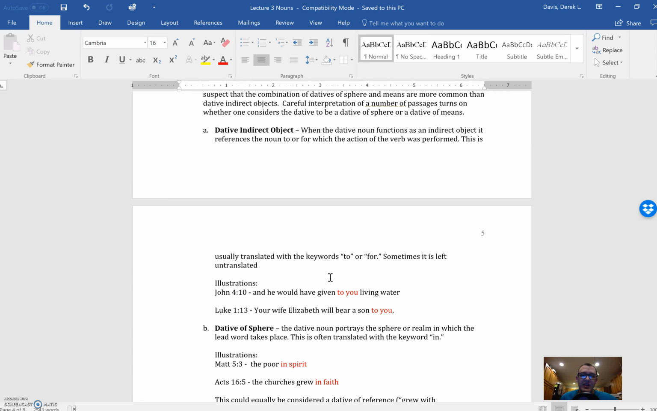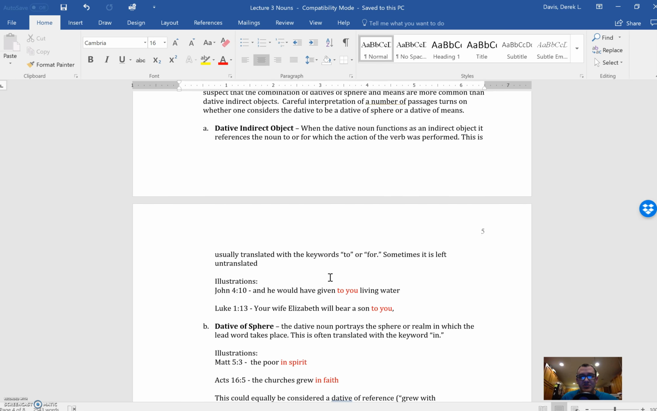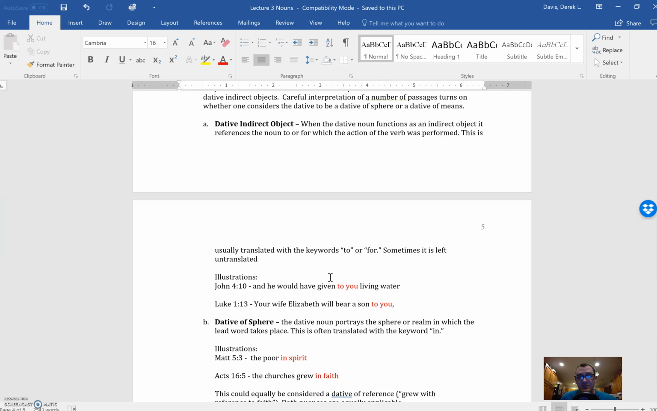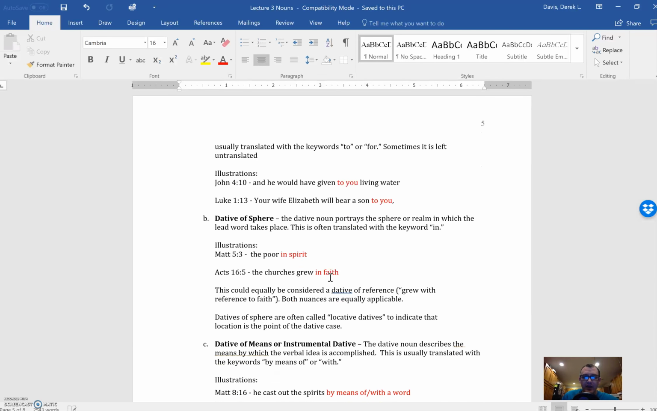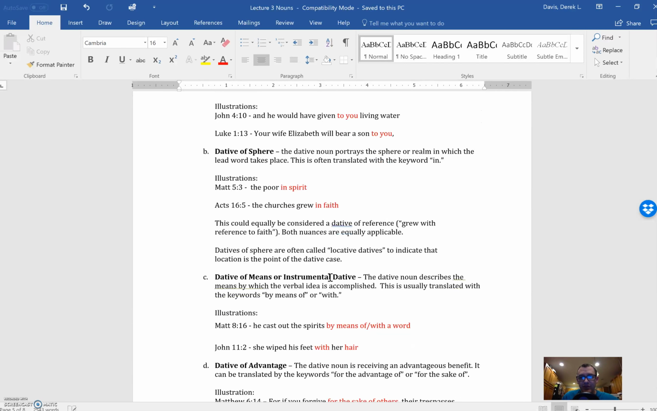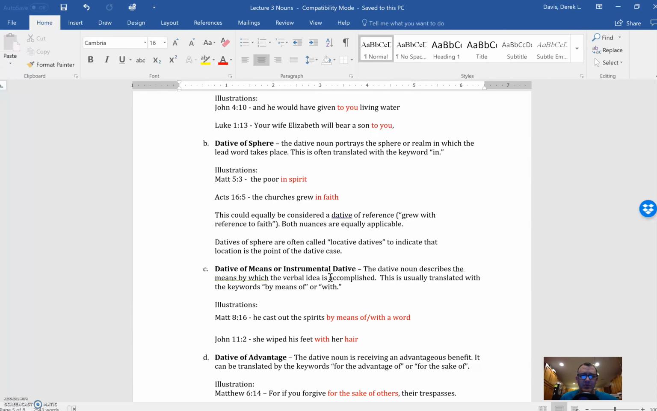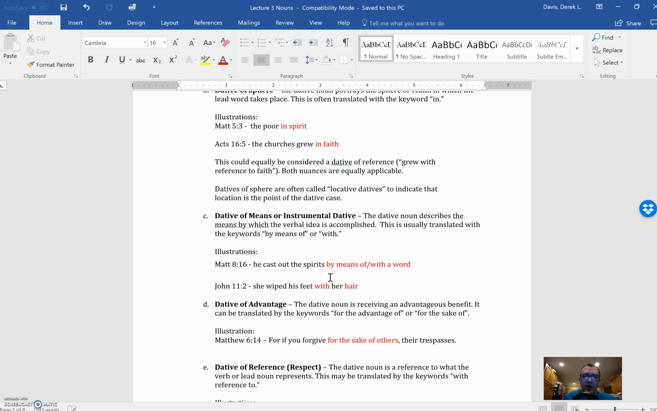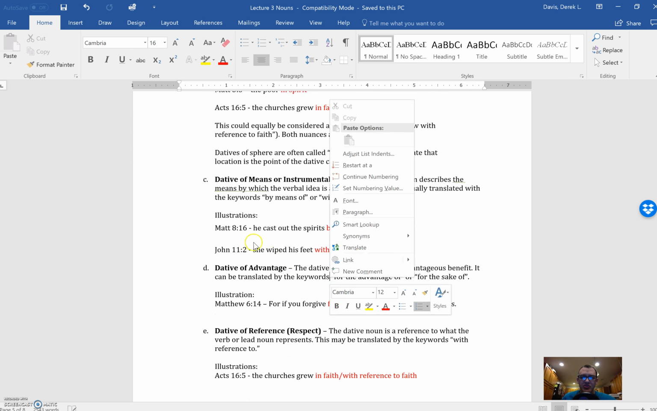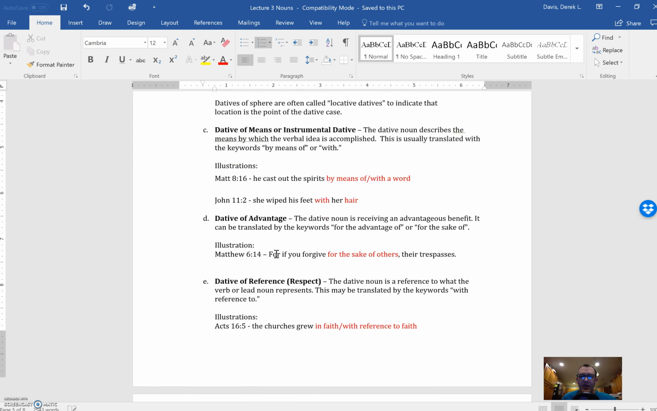Okay, so just as I went over the genitive, there's some stuff here in the dative. The standard way is as an indirect object, as we've already learned to discern in English. The dative of sphere simply uses the preposition in, and it means something like in the sphere of. So the poor, in the realm of, or the sphere of, the spirit. A dative of means is the means by which something is accomplished. So he cast out spirits by means of, or with, a word, as though he's using it as a tool. So she wiped his feet with her hair.